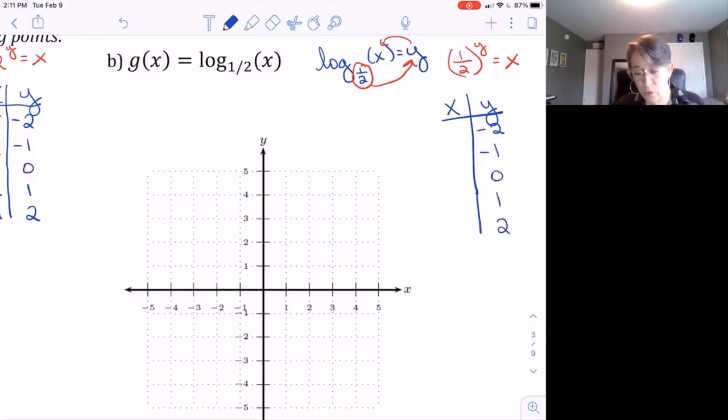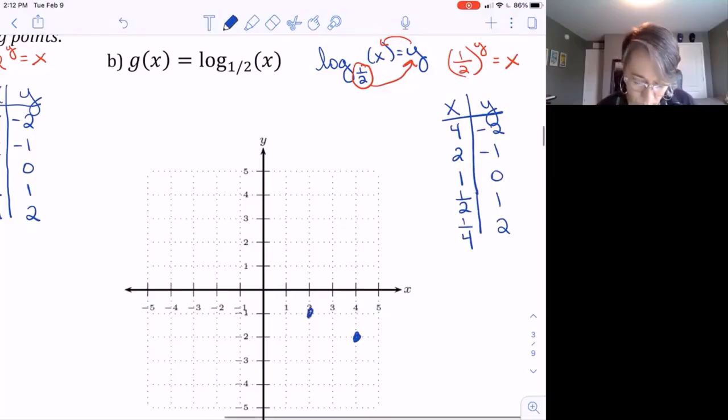1/2 to the -2, you take the reciprocal and square it, we would get a positive 4. 1/2 to the -1 gives us a positive 2. 1/2 to the 0 power is 1. 1/2 to the first power is 1/2, and 1/2 squared is 1/4. Let's plot these points. When x is 4, y is -2. When x is 2, y is -1. X is 1, y is 0. And x is 1/2, y is 1. When x is 1/4, y is 2. So we have a decreasing function.